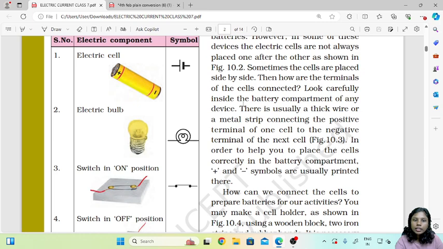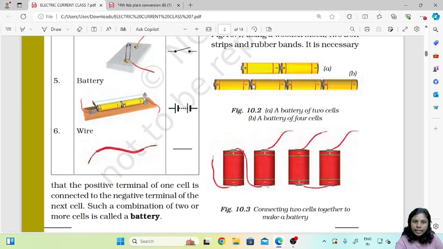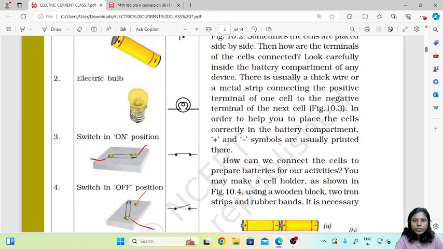Then how are the terminals of the cells connected? Here you see they are connected to each other. This positive and negative terminal are attached to each other and therefore they are connected. But if you place two cells side by side, how are those terminals connected? Look carefully inside the battery compartment of any device. There is usually a thick wire or a metal strip connecting the positive terminal of one cell to the negative terminal of the next cell.